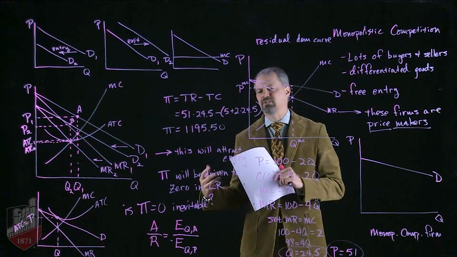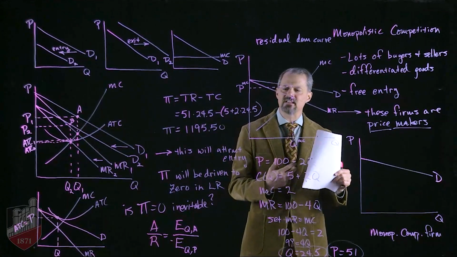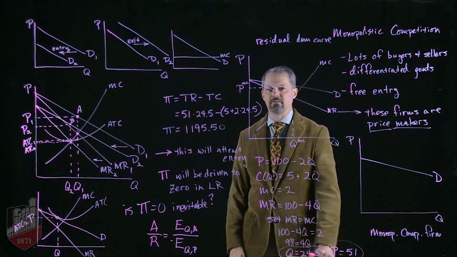What we still need to do is we still need to talk about oligopoly. That's the last type of market, but we're going to do that in another video, so I'll see you there.